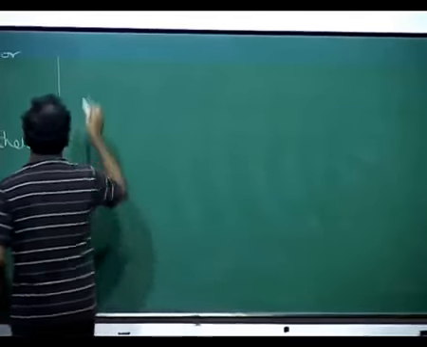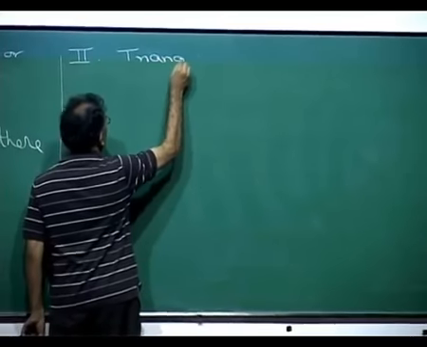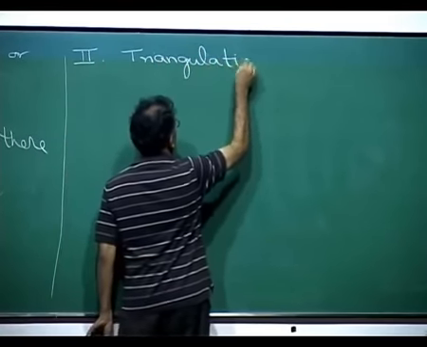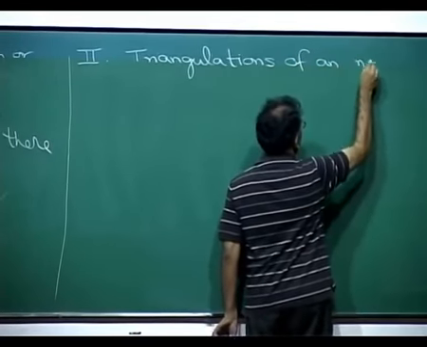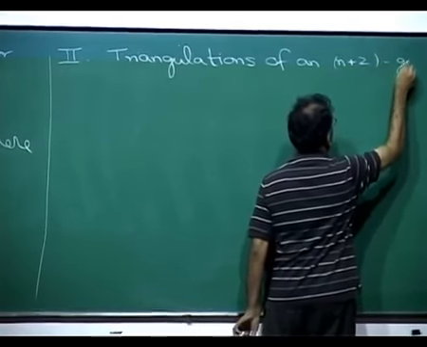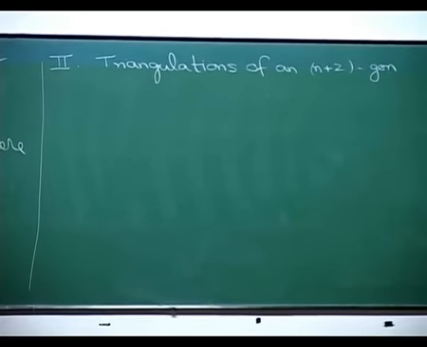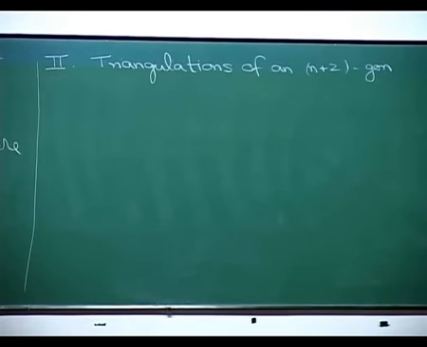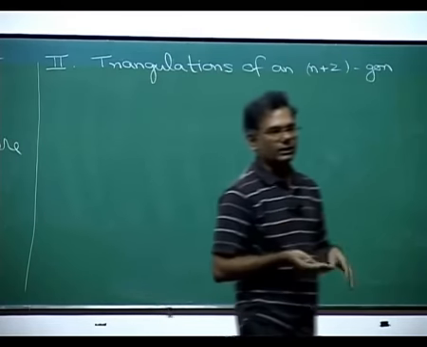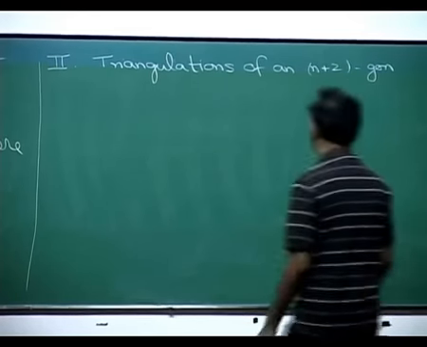Okay, so second problem is triangulations of an n plus 2 gon. So take a regular polygon with n plus 2 sides, right? And we would like to divide this into triangles by drawing diagonals. You do not allow the diagonals to intersect. So there is an element of something being non-crossing that comes in here. You don't allow the diagonals to intersect, and you would like to divide this n plus 2 gon into triangles.